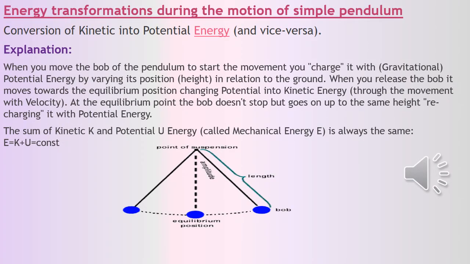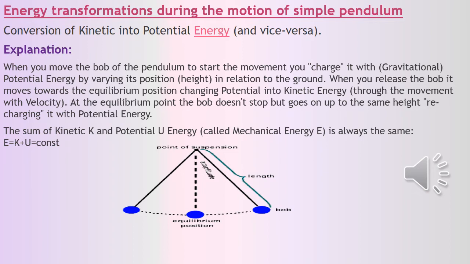Energy transformation during the motion of the simple pendulum. During the pendulum motion from the rest position X to Y, the maximum displacement, the height increases gradually with respect to the equilibrium position, and its potential energy increases, and its kinetic energy, as we know, decreases, because their relation is inversely proportional. So kinetic energy converts gradually into potential energy according to the law of conservation of energy, which states that the summation of kinetic energy and potential energy remains constant at any point.